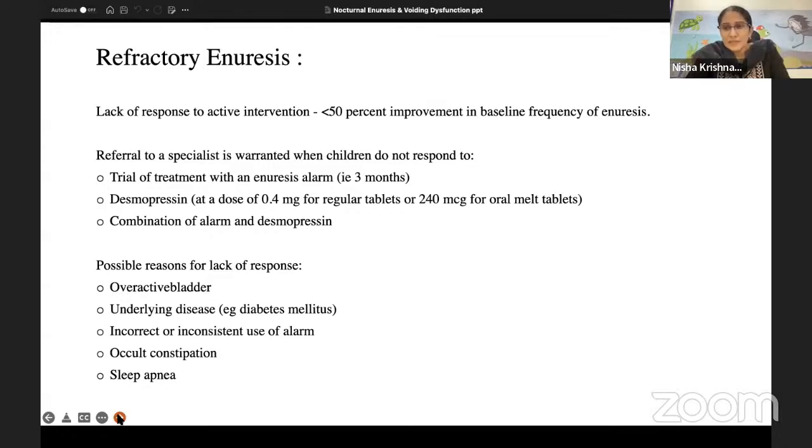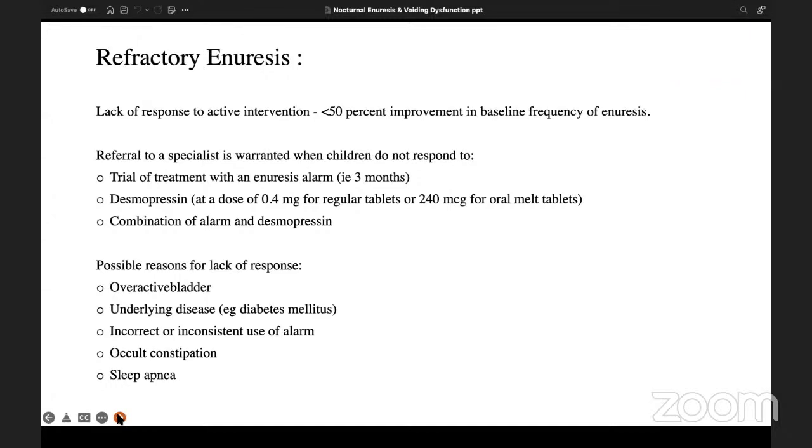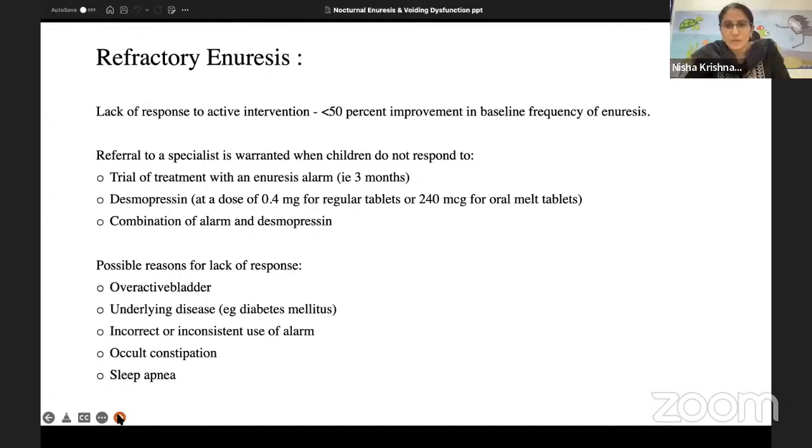So once we understand what we are looking at, once we've made it clear to the parents what the expectation is from the therapies that we have used, and we have ruled out, or rather dealt with, all the other associated complaints, the likelihood of us achieving a satisfactory result in the treatment of enuresis is higher.